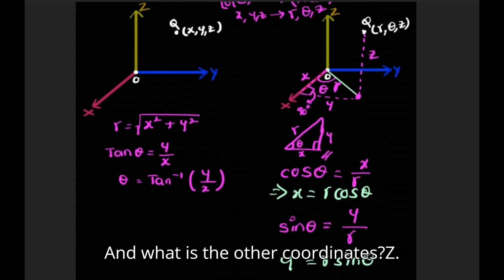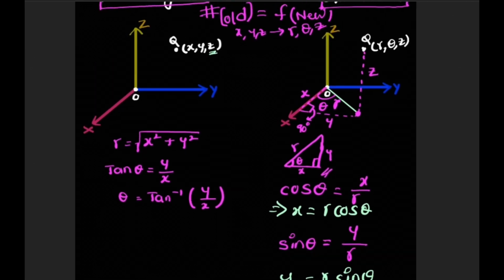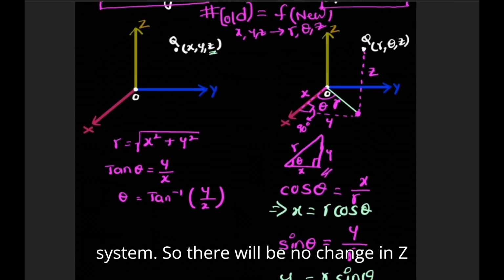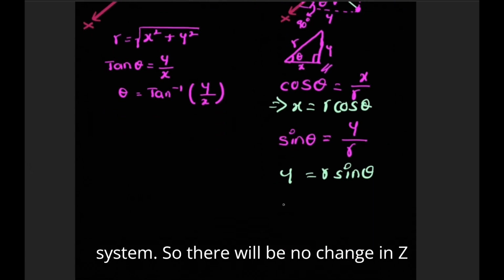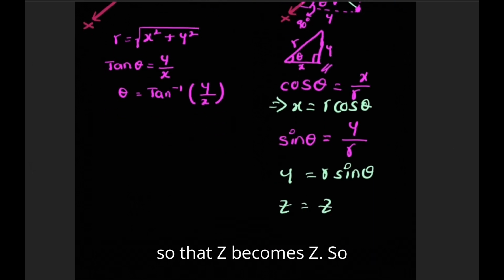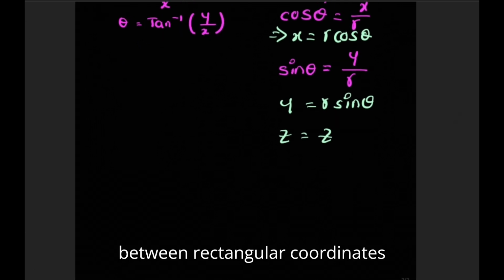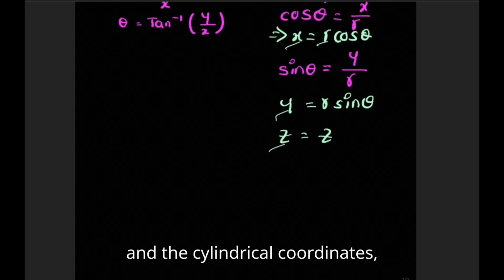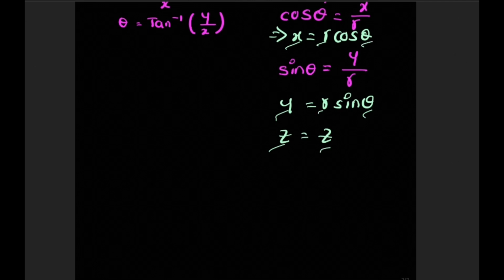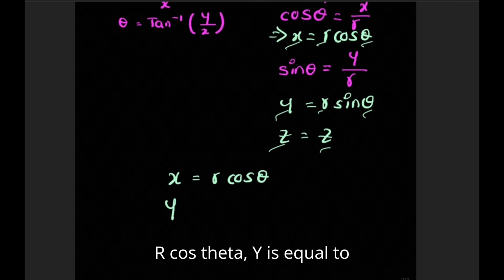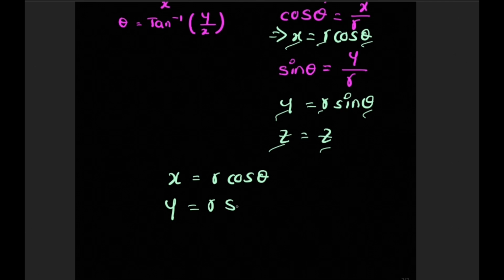And what is the other coordinate? Z. Here z is the same in both coordinate systems, so there will be no change in z, so z becomes z. So now if we summarize the relationships between the rectangular coordinates and the cylindrical coordinates, you can write x is equal to r cos theta, y is equal to r sin theta, and z as z.